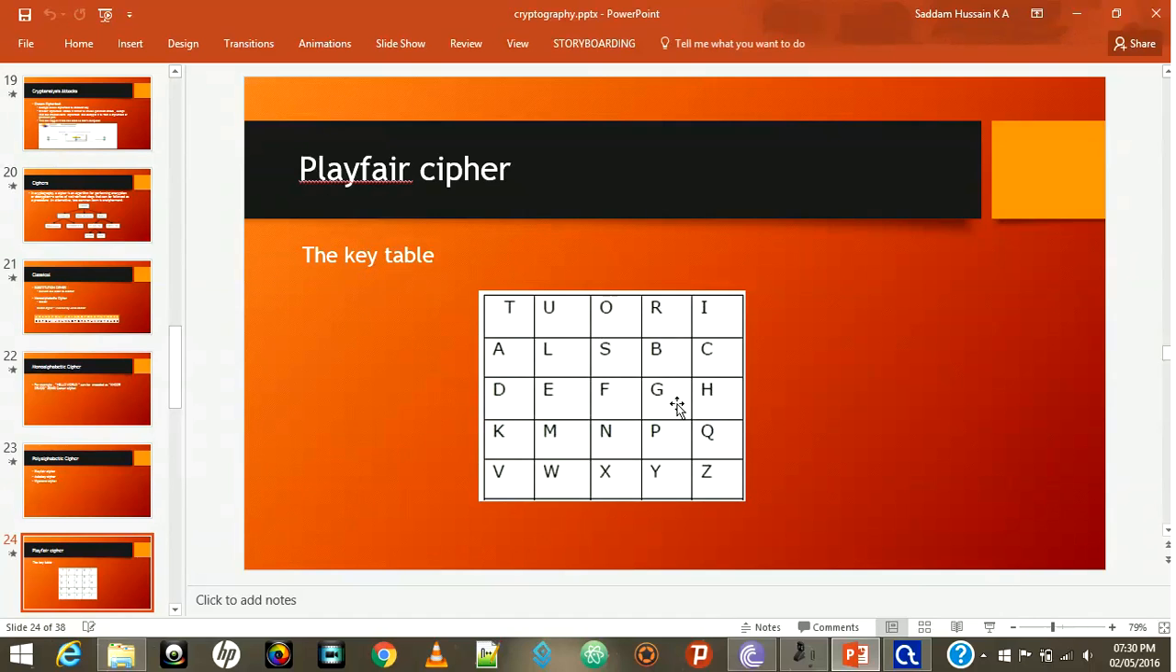The Playfair cipher consists of a 5 by 5 matrix. There are 26 letters but we have only 25 boxes. In the 25 boxes we will fill all the letters. In one place I and J can be put together. This is the Playfair cipher table.